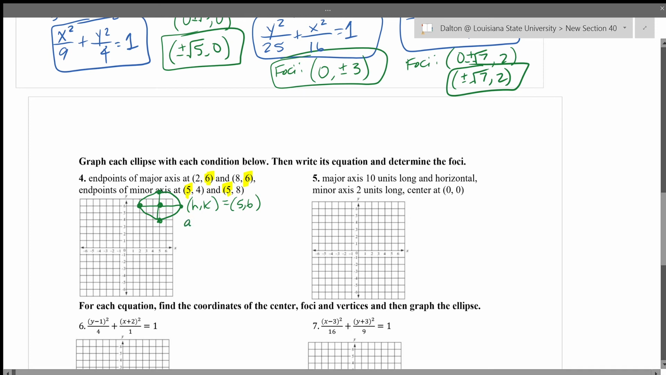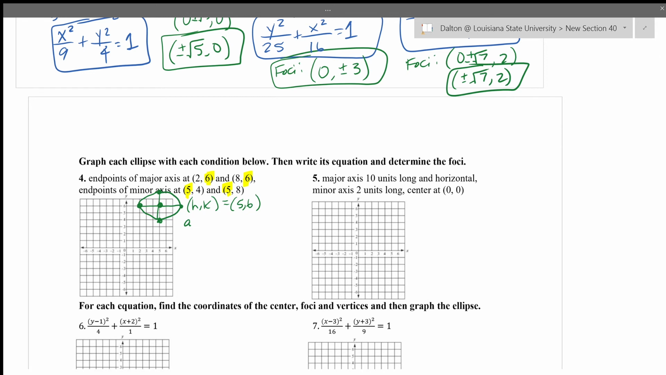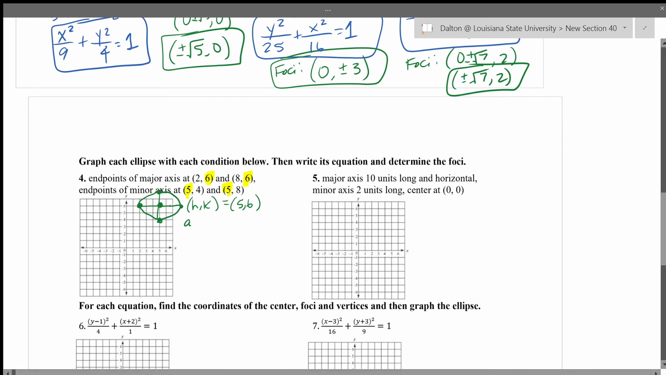a is your major axis total length divided by 2, or think about it as a radius, which will be 3. And then our shorter length will be 2. So b is 2. And then we know c squared is equal to a squared minus b squared. So it'll be 3 squared minus 2 squared. So 9 minus 4 is 5. So then c is going to be plus or minus the square root of 5.